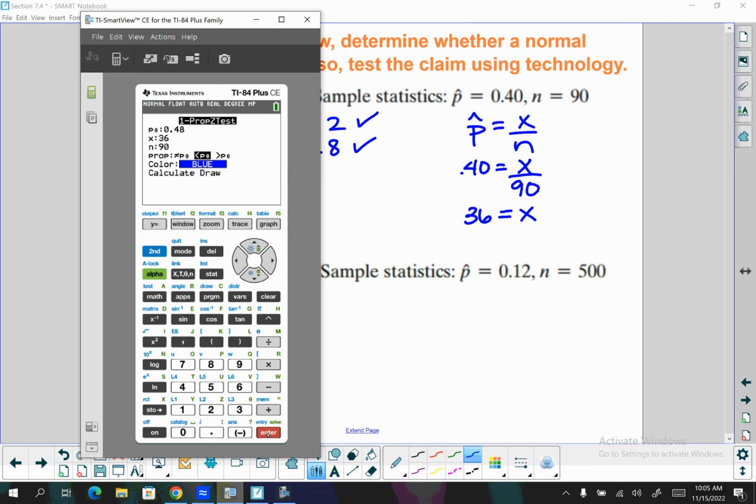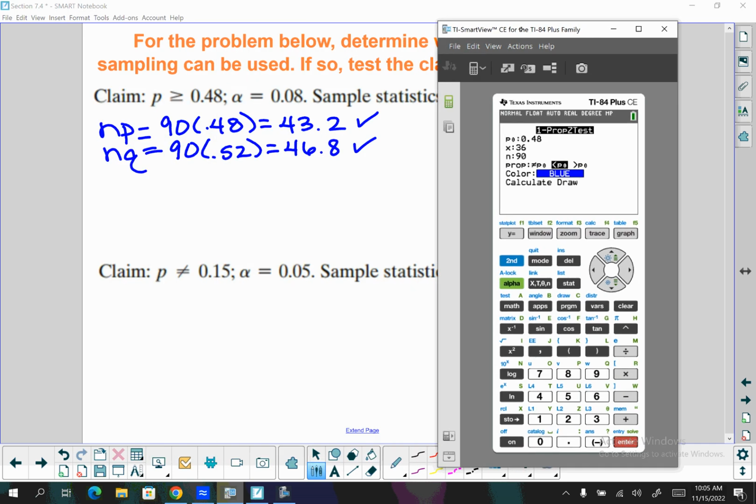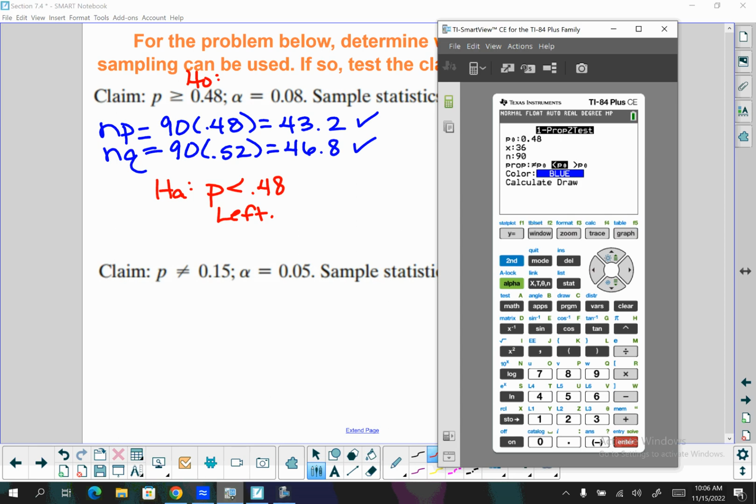So p sub 0 is your p that is in your hypothesis, so it's 0.48 in this problem. X we just solved for, that's 36. N we were given, that's 90. And then, we don't know if this is a left tail, right tail, or two tail test. Can you tell me if it's left tail, right tail, or two tail? How do you know it's left tail? Yeah, so the null is what I'm given here, which means the alternative is less than 0.48, which tells me it's left tail. Okay, and that option is the second one that's highlighted there, the less than option.